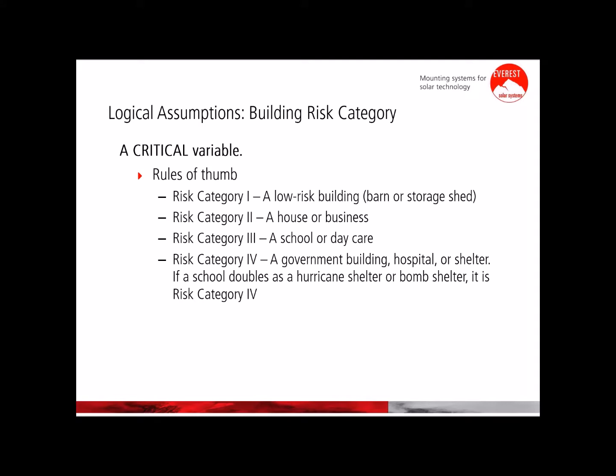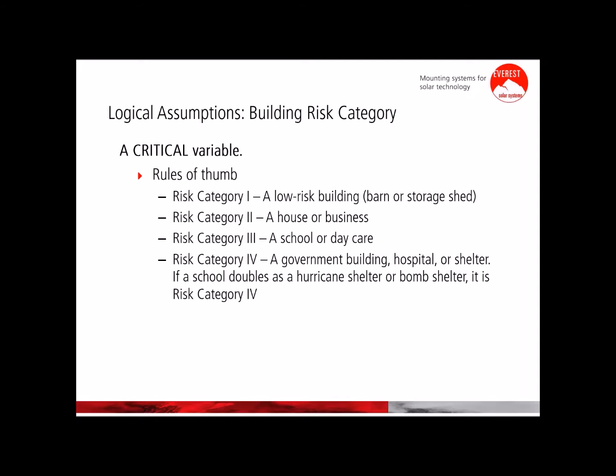Risk category 1 is one that I see very rarely. This would be like a barn or a storage shed. You probably would not see this very often with a ballasted system, but it might come up. Risk category 2 is standard business or house. This one I definitely say I'm seeing in 98% of these installations.